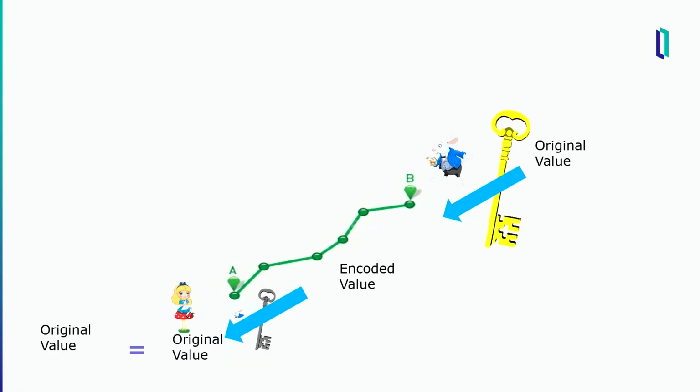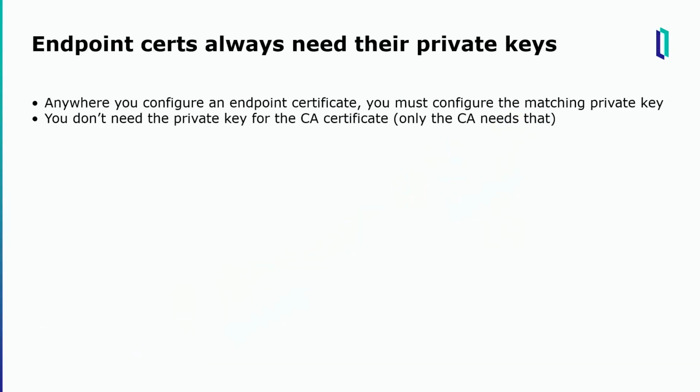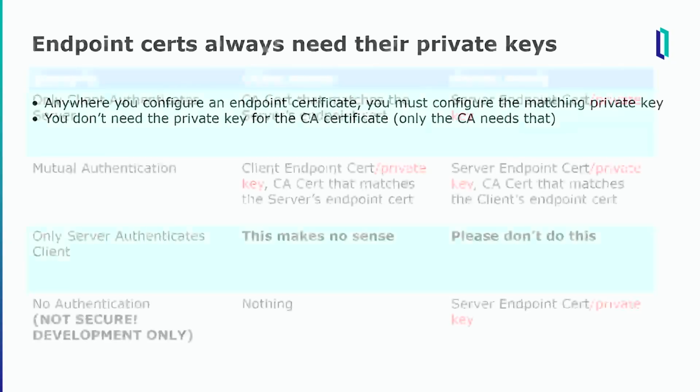If it matches, that proves the other side has the private key and therefore is the entity to whom the certificate was issued. The takeaway is endpoint certs always need their private keys. So anywhere you configure an endpoint certificate, you must configure the matching private key. Now, you don't need the private key if you're configuring the CA certificate, because only the CA needs that. You're not the CA. We'll see later why they do.